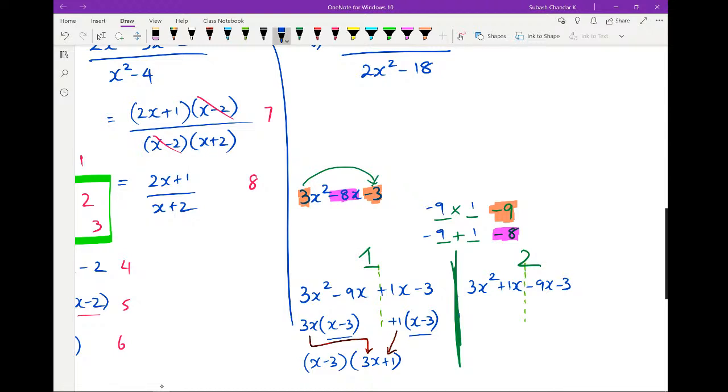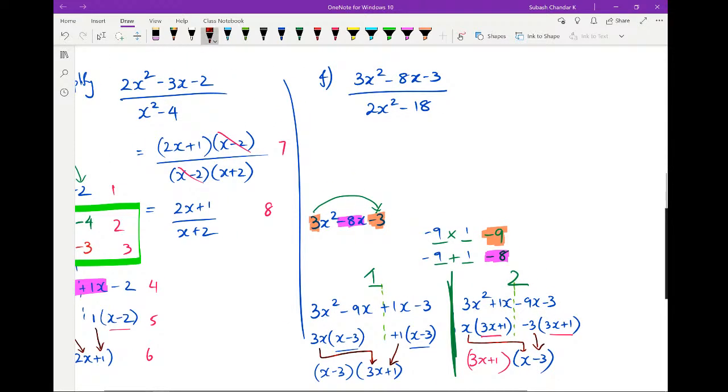Now, if you do it the other way, what do you have as your common factor? You've got x as a common factor, which means you get 3x plus 1. On this side, you've got minus 3 as a common factor, which gives 3x plus 1 again. Once again, 3x plus 1 is a common factor, so you can take it out. What's remaining is x minus 3. So it doesn't matter whichever way you split it up, you still end up with the same two factors.